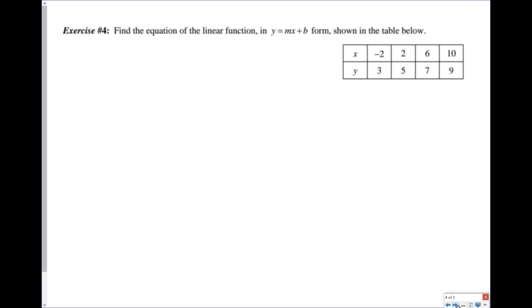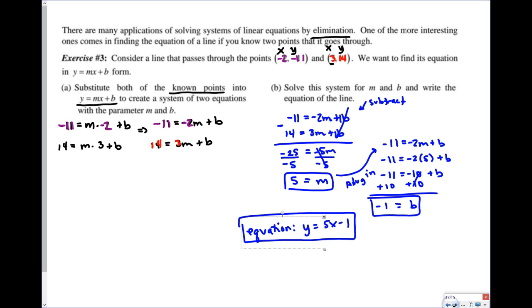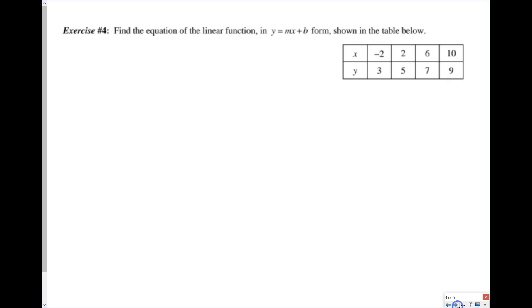Find the equation of the linear function in y equals mx plus b form shown in the table below. So this one is very similar to exercise 3, but the only difference is instead of giving you 2 points, they give you a table. But can we find 2 points in a table? Yes, we can. So we're going to pick 2 points, and I don't care which one. So I'm going to pick the first 2. So this is a point right here, -2, 3.